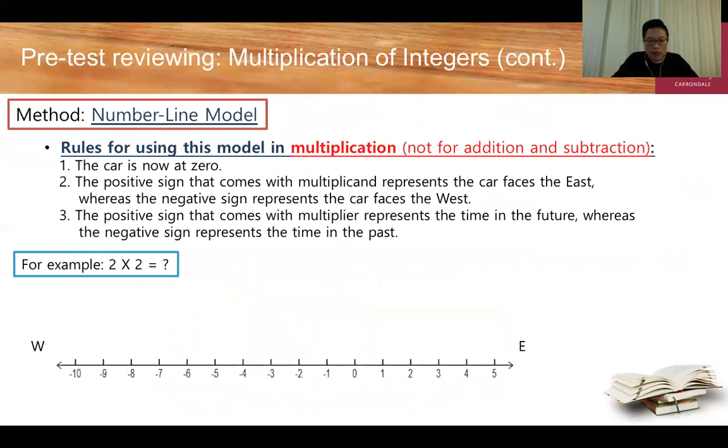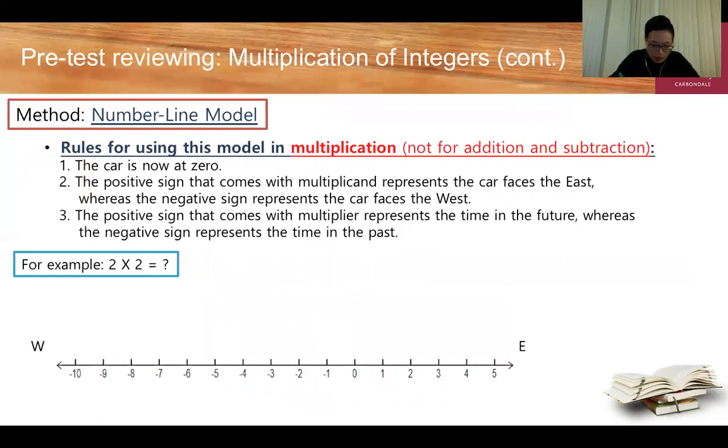All right. So basically, for the number line model, when we're using multiplication, we apply time into the model. Okay. So let's quickly read these rules here.